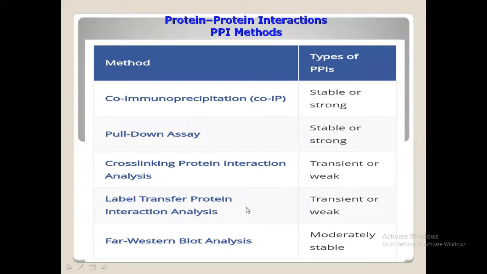Then label transfer protein interaction analysis is another method. This is also good for analyzing weak proteins. Then the next one is Western blot analysis. Moderately stable proteins can be studied by this Western blot method. So we can see all these methods for PPI analysis.